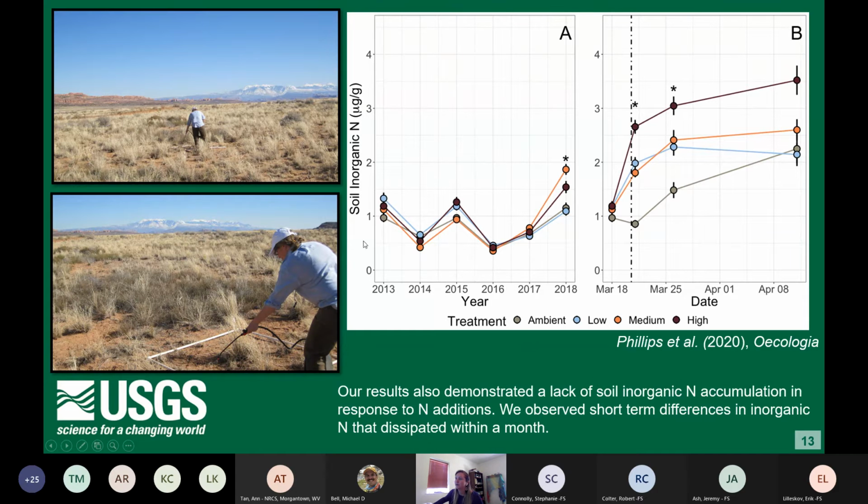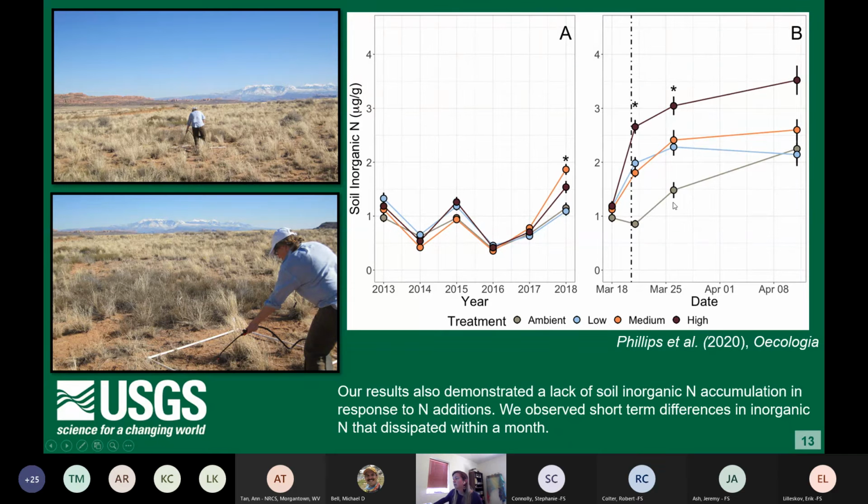So on the y-axis here is soil inorganic nitrogen, and in this first panel A, it's just the annual values, and we didn't see any differences until 2018, where we start to see some significant differences between the medium and the high, and the control and the low, as the star indicates. So it's really demonstrating a lack of soil inorganic N accumulation and potentially a lag effect. We're continuing to maintain this project, so I'm really interested to follow this and see what happens.